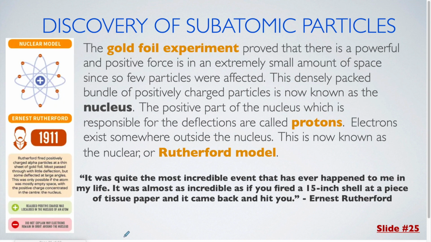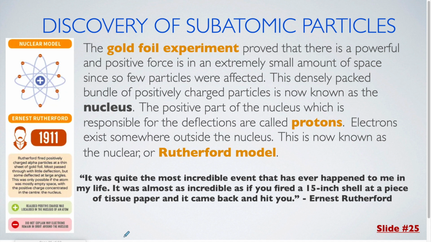The gold foil experiment proved that there is a powerful and positive force in an extremely small amount of space since so few particles were affected. This densely packed bundle of positively charged particles is known as the nucleus. The positive part of the nucleus, which is responsible for the deflections, are called protons. Electrons exist somewhere outside the nucleus. This is now known as the nuclear or Rutherford model.